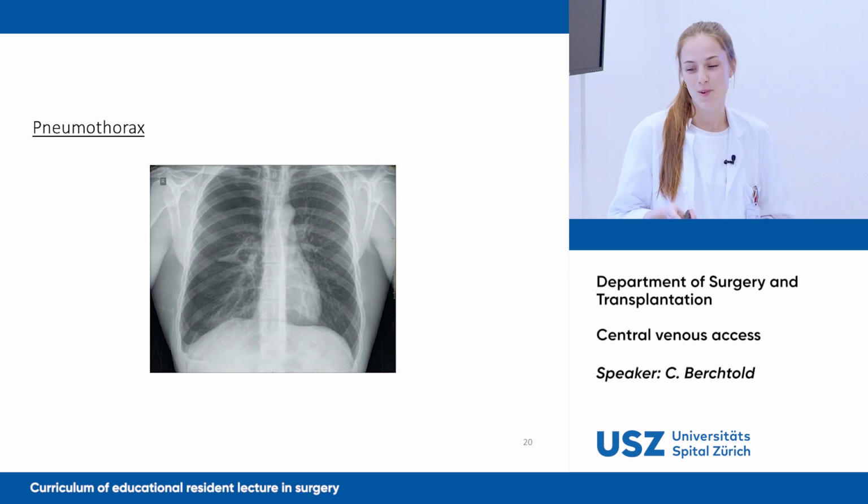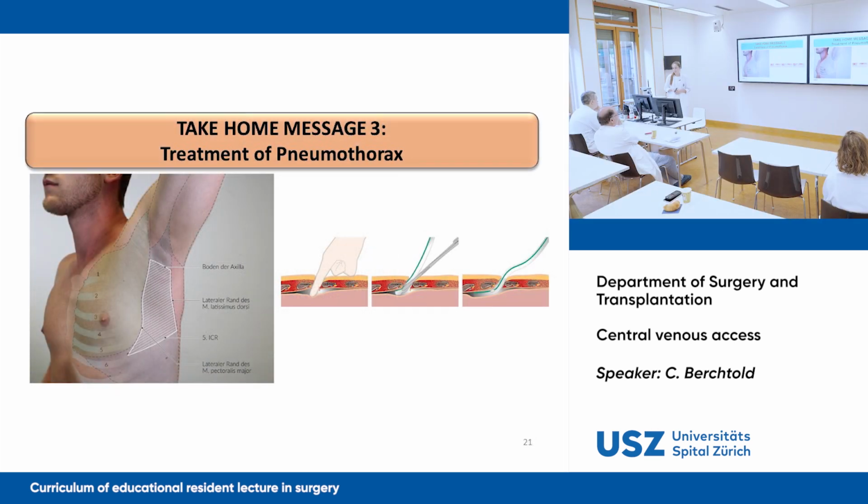Basically, the patient needs treatment once he is symptomatic, or if the pneumothorax is bigger than 2 to 3 centimeters at the level of the hilum. That's the European standard we're using. Thank you. Let's have a look at the therapy.